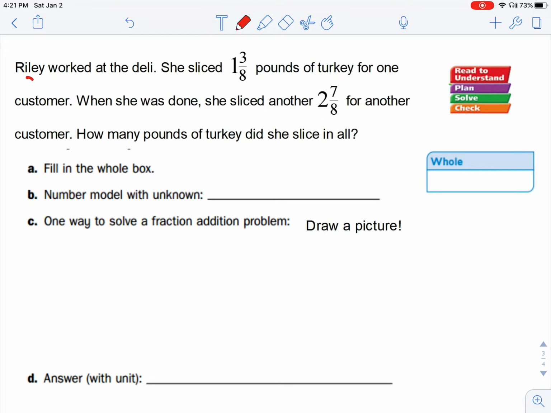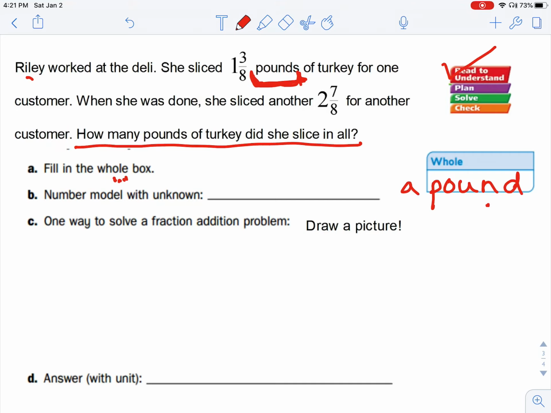What's the question here? Let's underline it. How many pounds of turkey did she slice in all? We've understood the question. Just as we were doing in our previous lesson, we have to figure out what the whole is. Do you know what the whole would be for this? If you said pound, you are correct, a pound, because my trick is you look after the fraction. It was 1 3/8 pounds, so that means the whole is 1 pound. You might say 1 pound, a pound, pound, that would be fine. I wouldn't accept if you wrote pounds with an S though, because there aren't more than one of them.